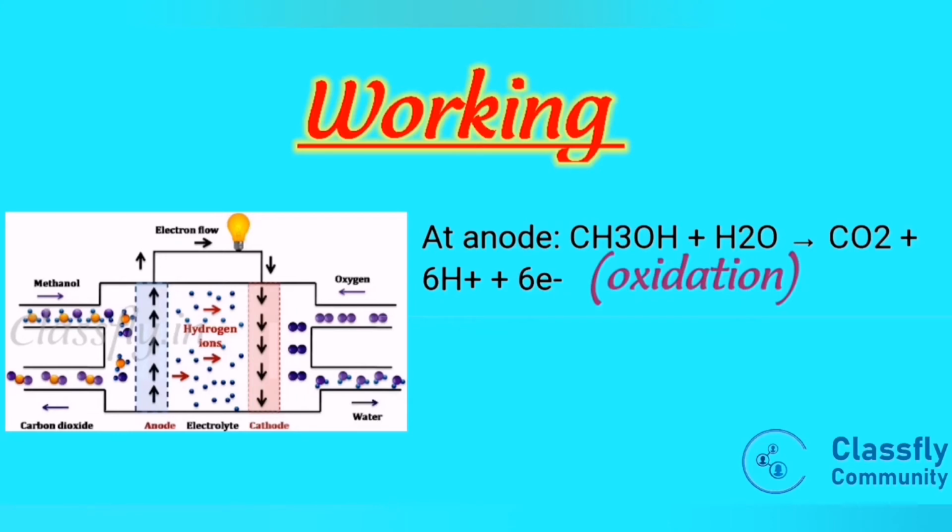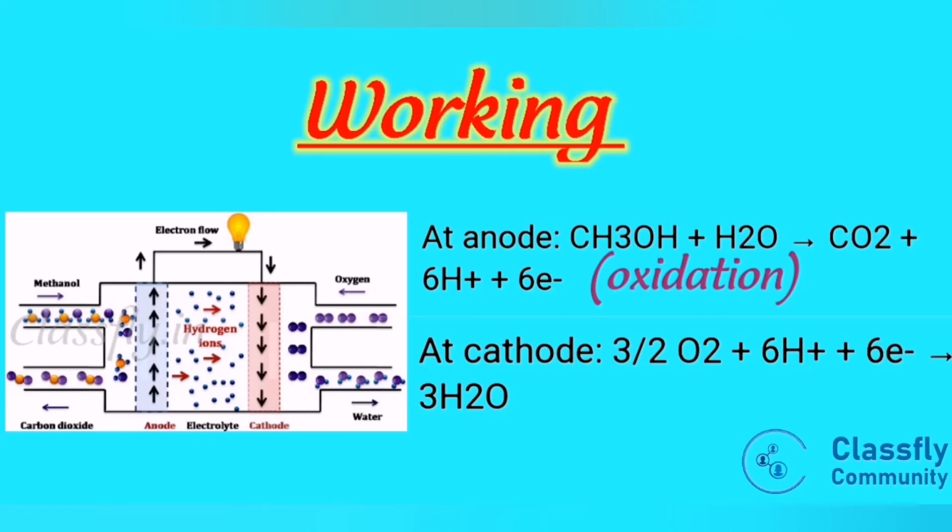These H+ ions move through the electrolyte to the cathode. At the cathode, 3/2 O2 plus 6H+ plus 6 electrons gives 3H2O. This oxygen is supplied at the cathode and reacts with the 6H+ and undergoes reduction to give you H2O.